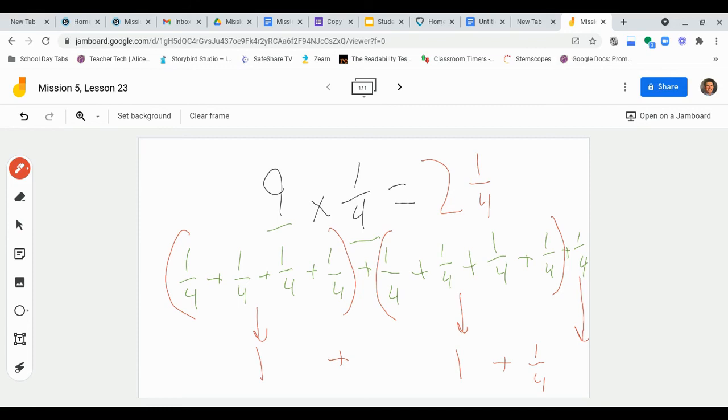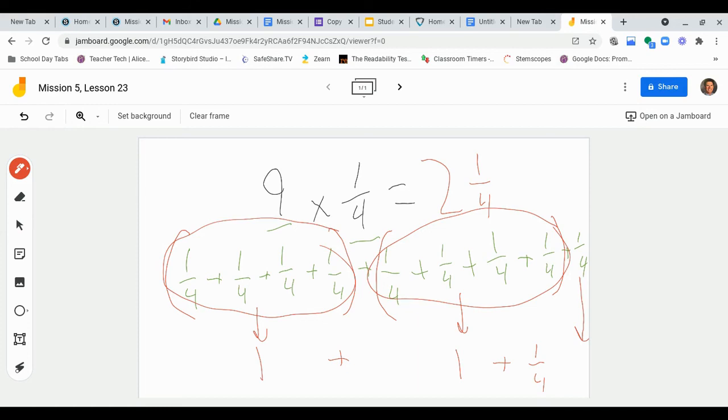Now, reminder, if it was thirds, and so you had 1/3 plus 1/3 plus 1/3 plus 1/3 plus 1/3 repeatedly, you would parentheses off every 3, because it takes 3/3 to make a whole. If it was halves, you would parentheses off every 2 because it takes 2 to make a whole. If it's fifths, parentheses off every 5 because it takes 5 of those to make a whole. Okay. And then you just look at how many wholes you have. So again, this was 1 whole. That was 2 wholes. And I still have that 1/4. And that's how you get your answer today.